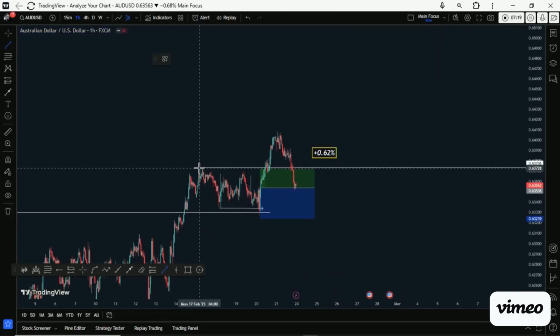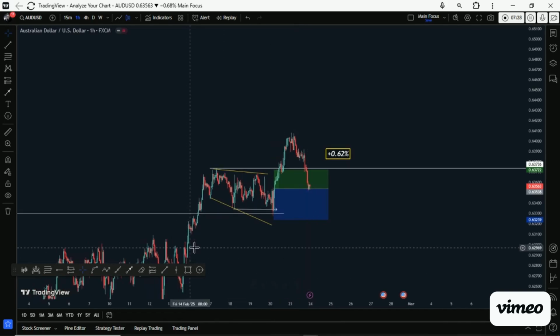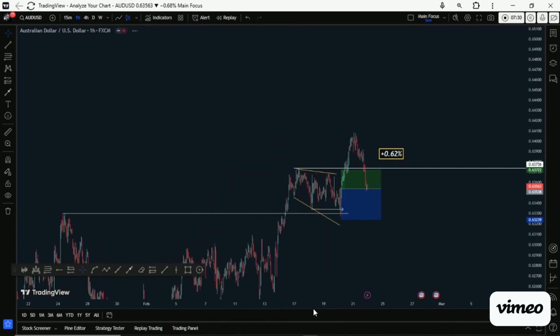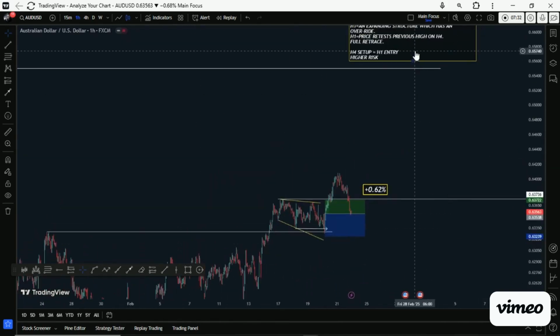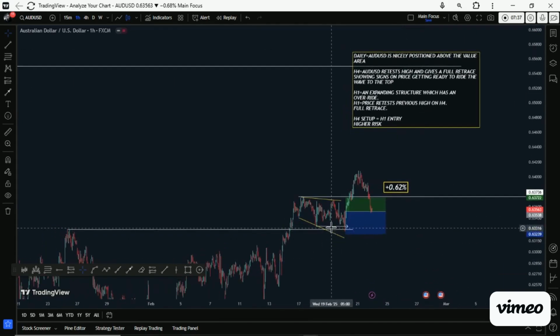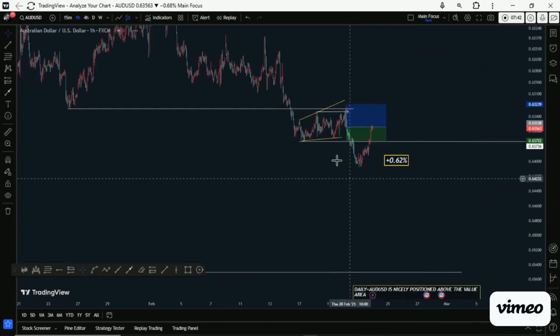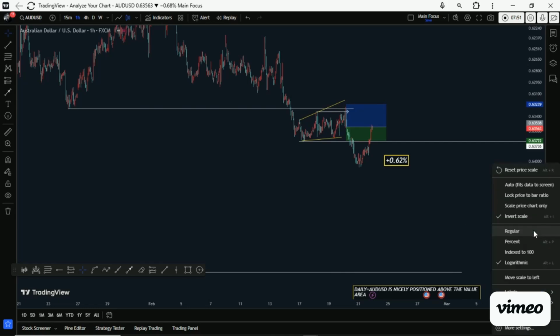So it was this, and then this is what I had on AUD USD. I had an expanding structure which had an override. This is my override because when I convert this to an inverted scale, as you can see, there are 2 touches. So this is more of an override. Why is it an override? Because it did not complete the third touch, so that's why it's an override.